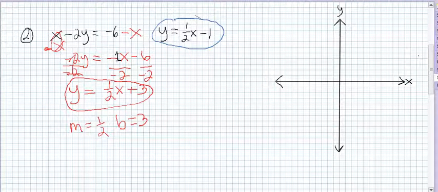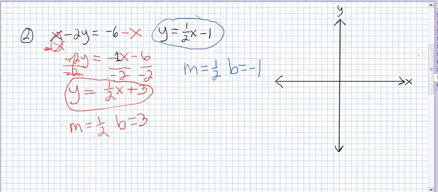Okay, I asked myself, is this equation in slope-intercept form? And yes, it is. It is in slope-intercept form. My m is 1/2. My b is negative 1. Okay, so now let's go ahead and go back to the red line and let's graph this.